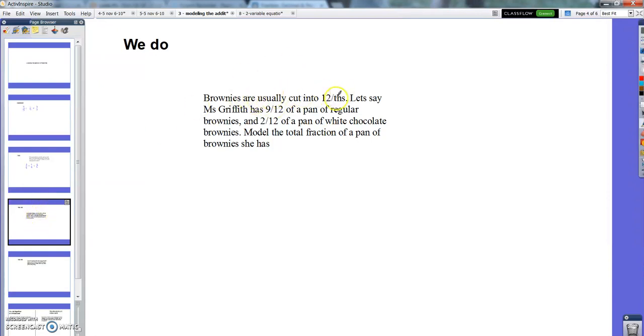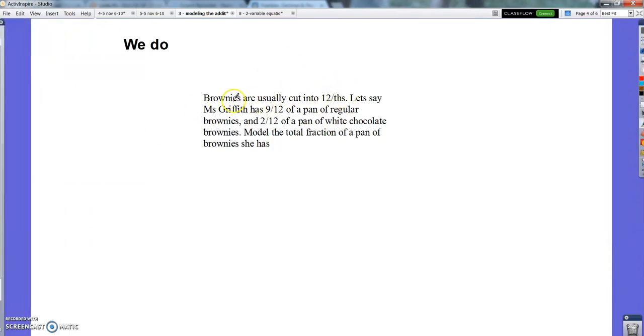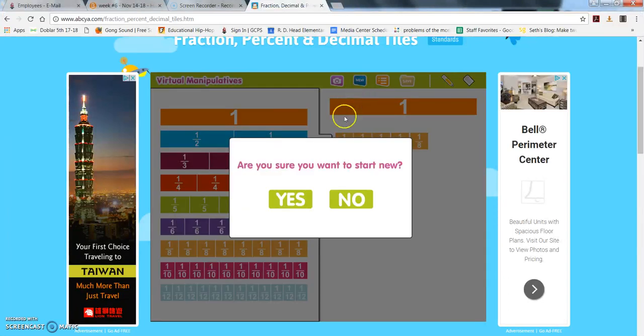Alright, so brownies are usually cut into 12ths. Let's say Miss Griffith has 9/12 of a pan of regular brownies and 2/12 of a pan of white chocolate brownies. Model the total fraction of a pan of brownies that she has. So she has 9/12 of one kind of brownie, 2/12 of another kind, and we want to add those together to see what total part of a pan of brownies Miss Griffith has. So we'll draw this ourselves. Let me show you with the bars first, just so you can see it.